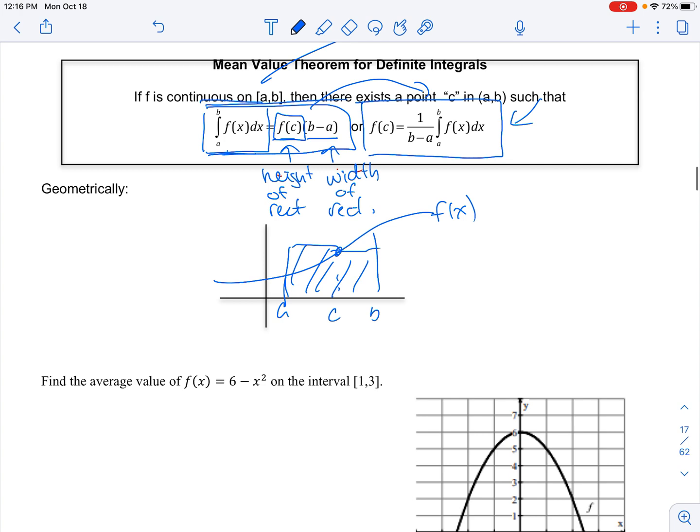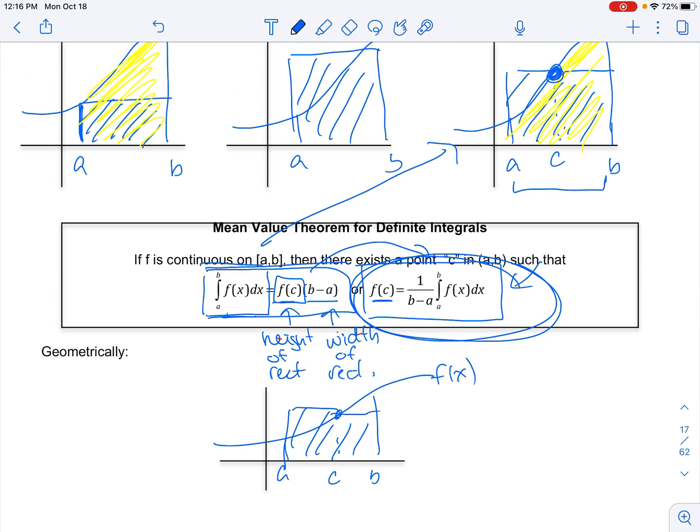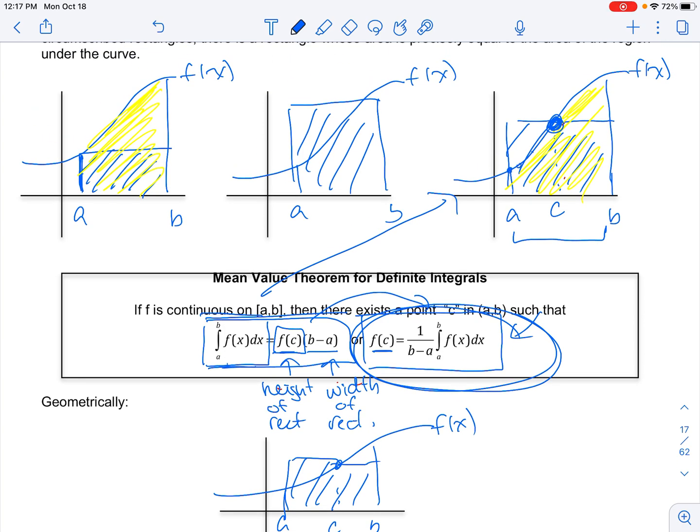Now, let's go ahead and think about what this f of c represents. So this f of c is really the y value on this function, right? That was the height of the rectangle. So really what it represents is the average y value on this function. You've got all these y values from here to here. So that f of c is actually called the average y value.